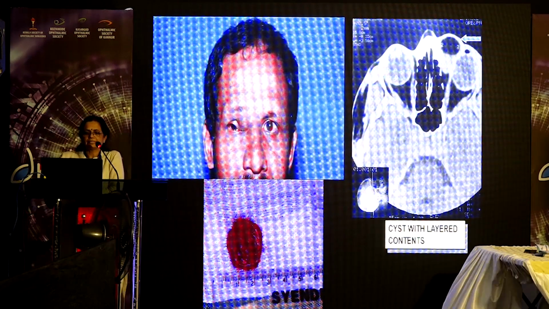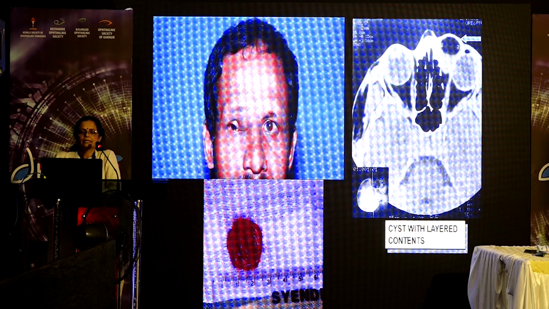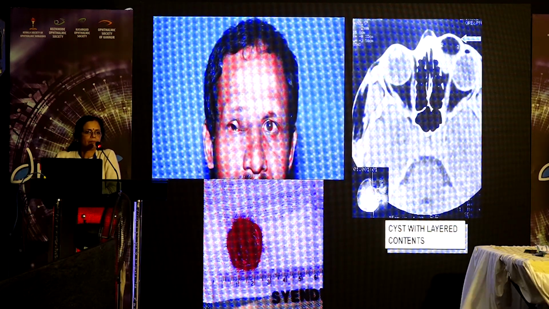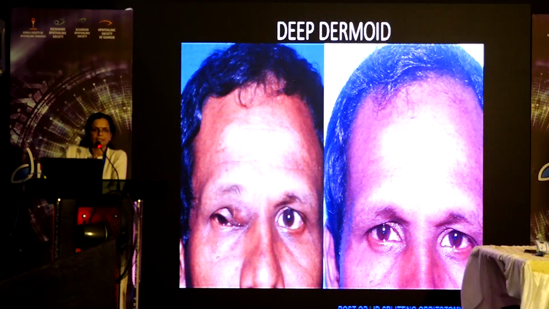And this was a cyst, a hard, thick-walled cyst with layered contents, and it presented as an abscess. Somebody had done an I&D for him already. It was a dermoid, a deep dermoid in the medial orbit.